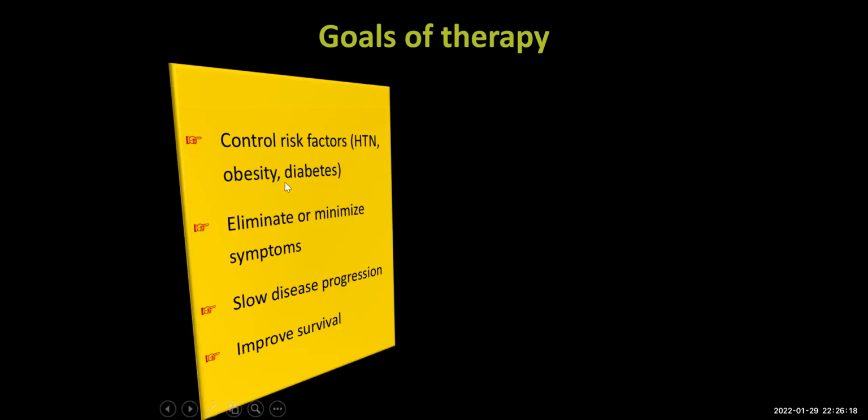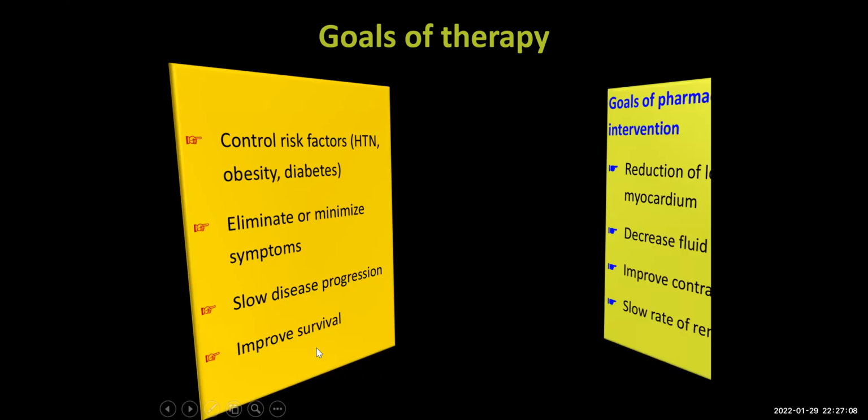So the goals of therapy are obviously to control the risk factors, which are hypertension, obesity, and diabetes. I hope that is not a surprise for you, and eliminate or minimize symptoms. So we do symptomatic treatment as well. We try to slow the disease. Now this heart failure, it goes for a long time. You might say that it is a progressive disease, which means you cannot stop it, but you can slow it down, right? If you give proper therapy, and if you make a timely intervention, you can slow it down drastically, and it will go on for years and years and even decades. Patients live for 20 to 25 years or maybe even more with heart failure, okay? And you have to improve survival.